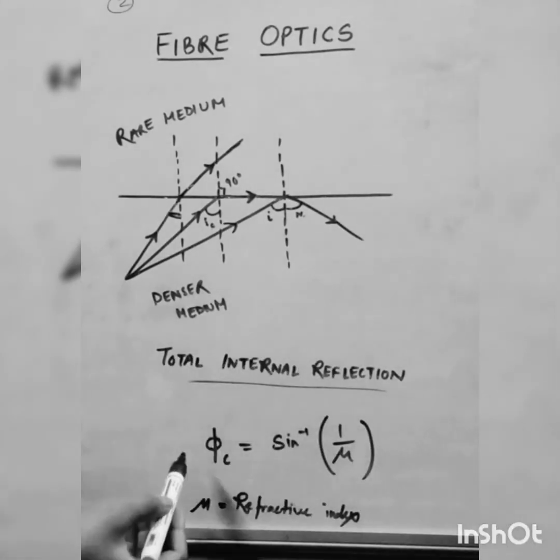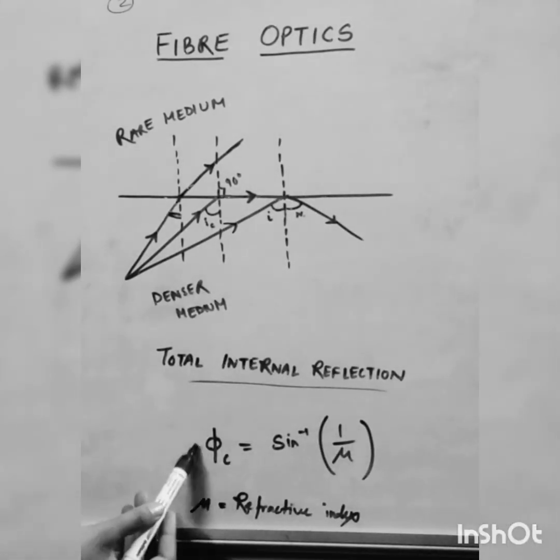And the critical angle here, written as theta c, is equal to sine inverse of 1 by mu, where mu is the refractive index of the medium.